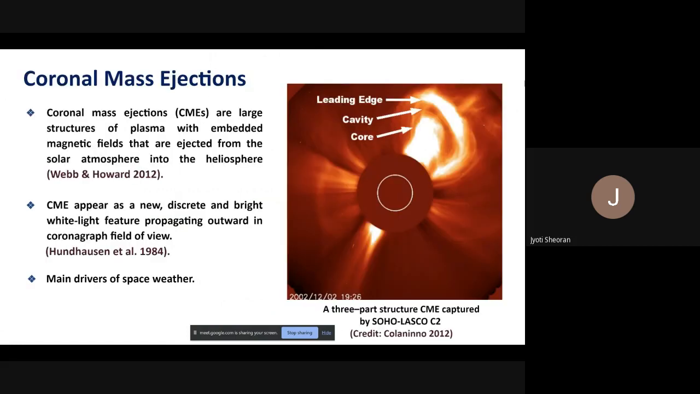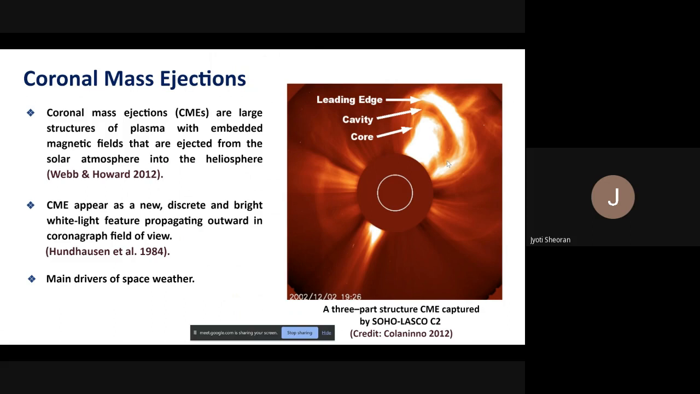Coronal mass ejections, as you all know, are large structures of plasma with embedded magnetic field that are ejected from the solar atmosphere into the heliosphere, and they appear as a new discrete bright white light feature propagating outward in the coronagraphic field of view. The image on the right hand side shows a classic three-part CME captured by SOHO LASCO C2, and the three parts are leading edge, cavity, and core. Besides this, coronal mass ejections are the main drivers of space weather, so it is very crucial to study their evolution in the solar atmosphere.